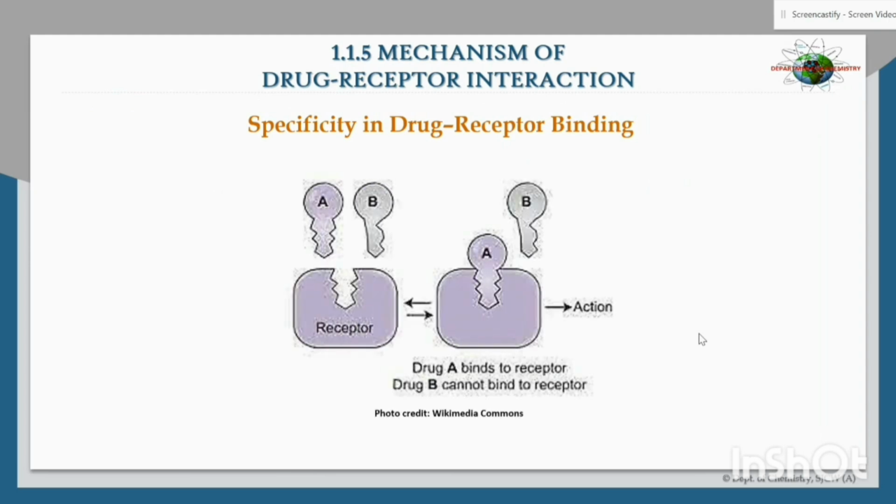The interaction between the drug and the receptor is highly specific. We can see here the lock is violet in color, the key is violet as well as gray, but the pharmacophoric points on the violet key are matching with, are complementary to, those of the receptor. So it is only drug A which binds to the receptor and generates the action. Though B is available in the medium, it cannot bind to the receptor because it doesn't have the complementary stereochemical features.